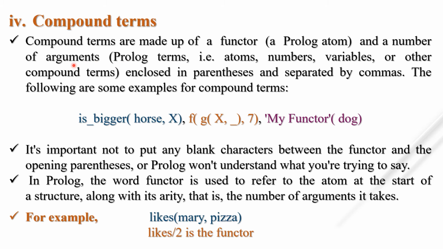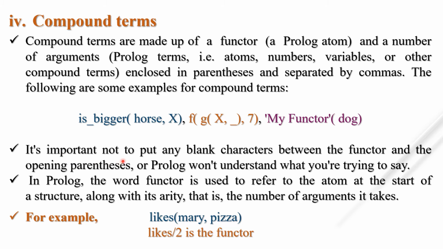I already told you that an argument can be a Prolog term. It may include atoms, numbers, or variables. For example, f(g(X, _, 7)). 'My functor' is also an atom. I already told you it may start with a capital letter, but it is enclosed in single quotation marks. That's why this is denoted as an atom. This is an argument which denotes an atom. So a combination of atoms, numbers, and variables is a compound term.